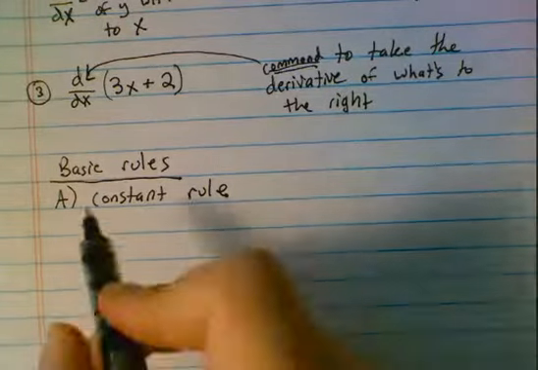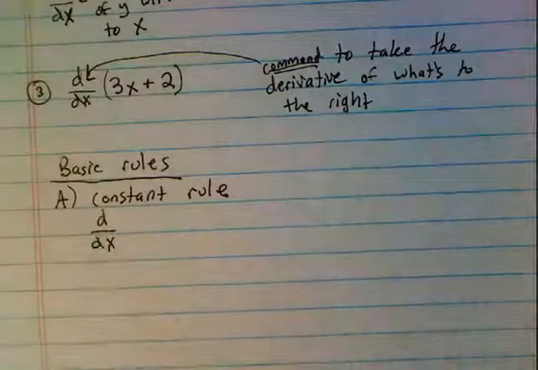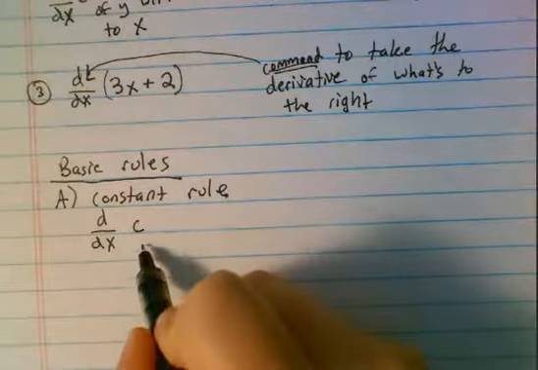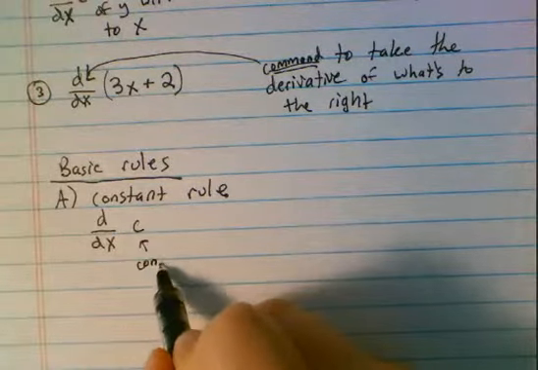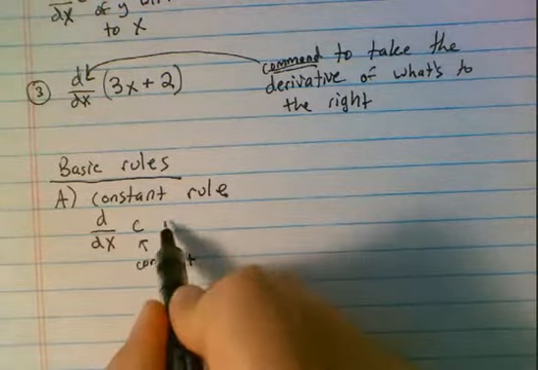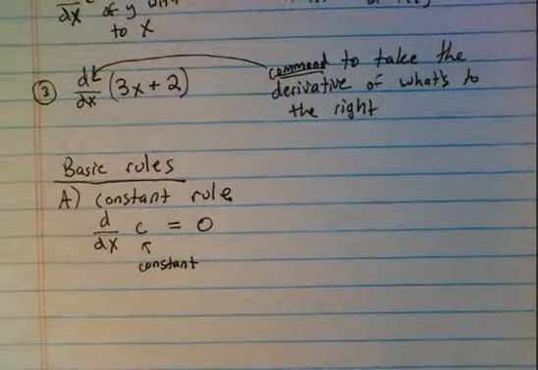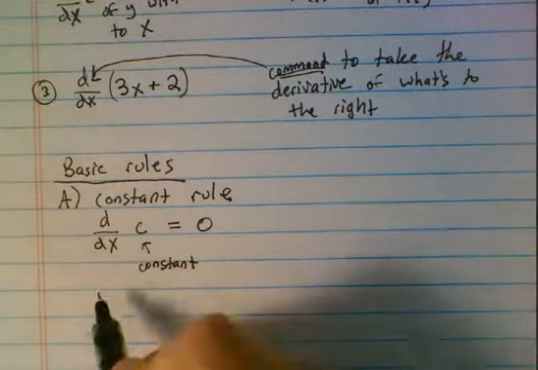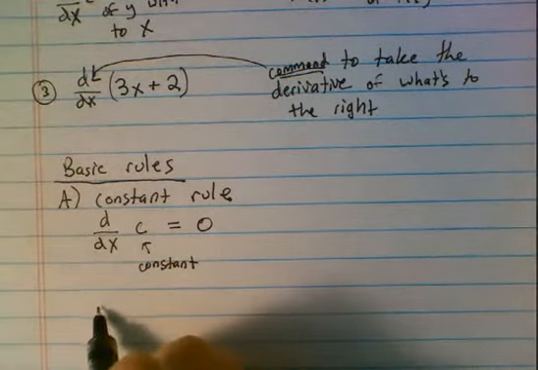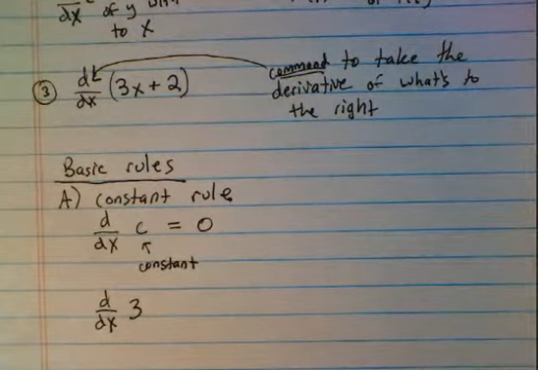So the constant rule says, let's say that we are told to take the derivative of some constant c. So this is just a constant, some number. Not a variable, a number. If we are told to take the derivative of a number, that always equals 0. Every single time. So, if I say take the derivative of 3, that equals 0.